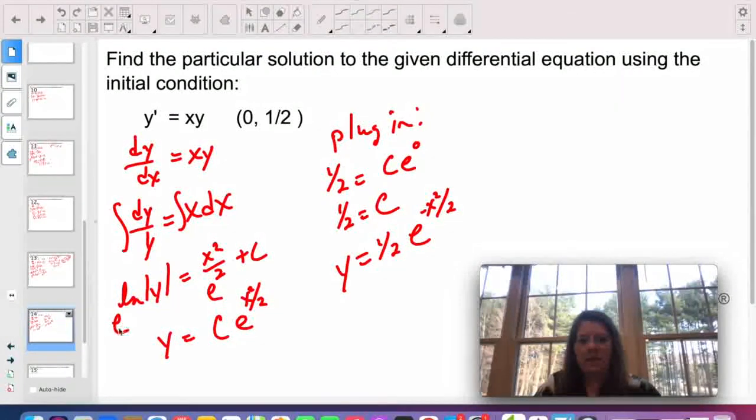And then, if I put an e in front of both sides, I have y, we can drop the absolute value because it has to be positive, equals e to the x squared over 2 times c, because remember this will be e to the c, which is still c. Then we plug in the ordered pair. 0 goes in for x, leaving us with e to the 0. 1/2 goes in for y, so 1/2 equals c e to the 0. E to the 0 is 1, so that means c equals 1/2, giving us the particular solution, y equals 1/2 e to the negative x squared over 2.